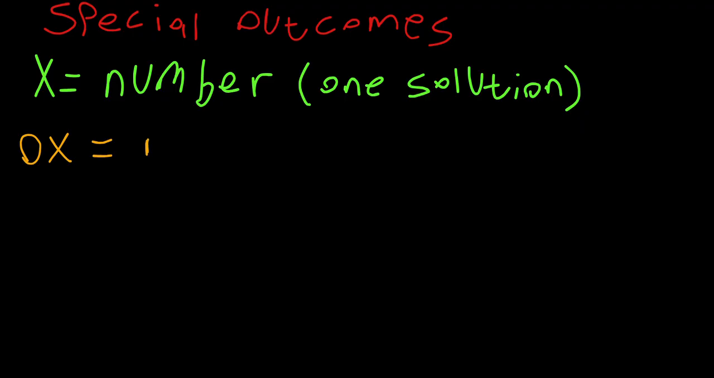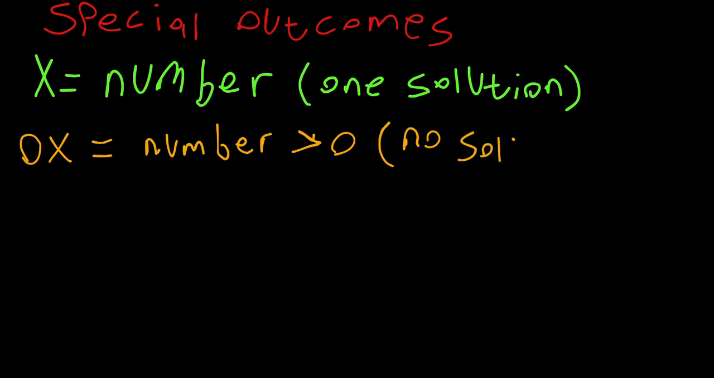Let's say a number greater than 0. Okay, a number greater than 0. So think about this. When 0 times x, when you get that solution, well, anything times 0 is 0. So if you get 0x equals a number that is not 0, well, you've run into one of the special results or outcomes that is no solutions.